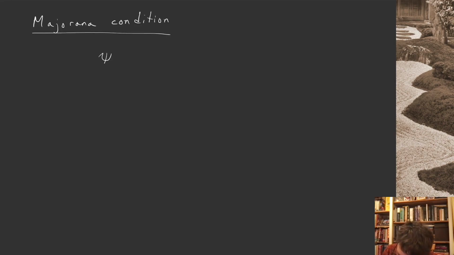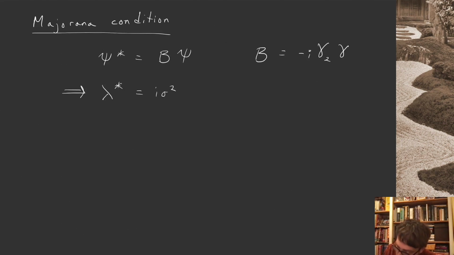So the Majorana condition in our notation was that ψ star is equal to B ψ. And in this Weyl basis, B is going to look like minus i γ^2 γ, using our, say, C conjugation matrix from before and acting on it with γ^0. So that gets rid of one of the gamma zeros in C. And so what I might find then, I'm going to find component-wise that λ star is equal to i σ^2 χ̄, and χ̄ star is equal to minus i σ^2 λ.